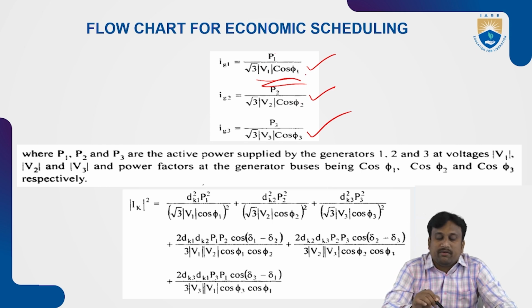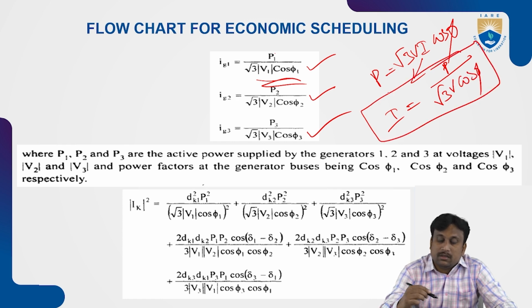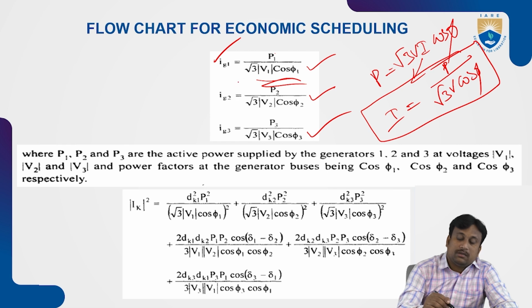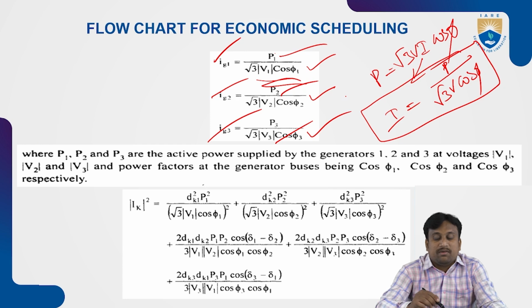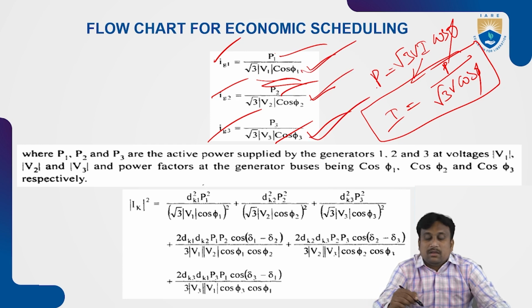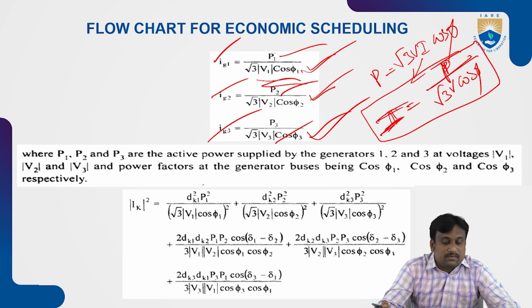P1 by root 3 V1 cos phi. As we know, P equals root 3 V I cos phi. So from this relation, if you derive the I value, it becomes P by root 3 V cos phi. Utilizing this condition for the respective generators 1, 2, 3, P1, P2, P3 may be expressed as root 3 V1 cos phi 1, root 3 V2 cos phi 2, root 3 V3 cos phi 3. Like that we may derive the I value as P by root 3 V cos phi.